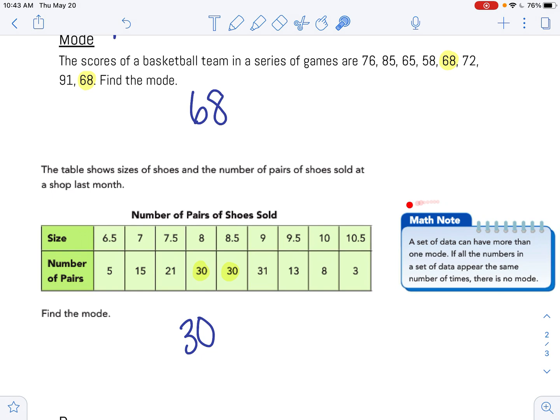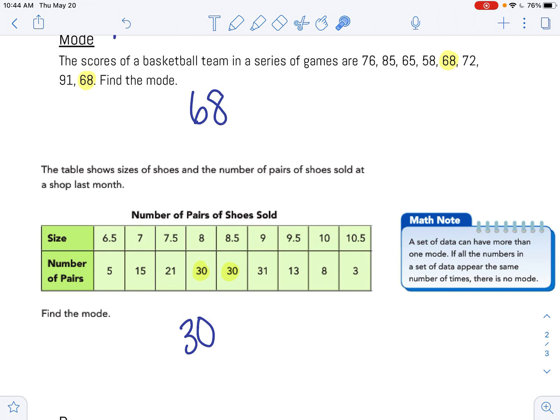One thing to point out here in our math note is that in a set of data, we could have more than one mode. Let's say that there was another 3 listed, so 30 and 3 would both be the modes. You can have more than one. On the flip side, there can also be no mode. So if no numbers repeat, there can also be no mode, in which you would just write that as your answer, no mode.